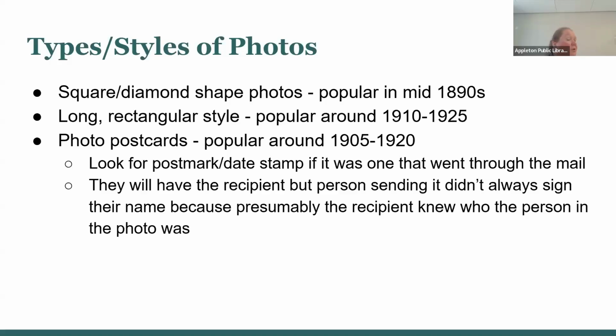A lot of people have inherited photo postcards. Those are more towards the beginning of the 1900s, so 1905 to 1920. If they were mailed, they usually have some sort of postmark or date stamp on them, so it helps you date it a little bit easier. They also usually have the name of the person that got the photo, but the person sending it didn't always sign it, because presumably if they were sending it to grandma, grandma knew who it was. Or it could be the mom of the daughter in that photo who's sending the postcard. So you still have to do a little bit of detective work to identify who is in the photo sometimes.